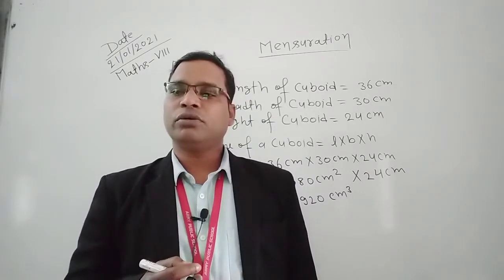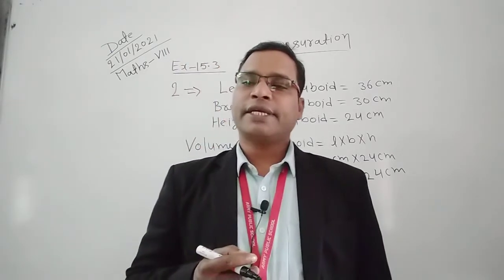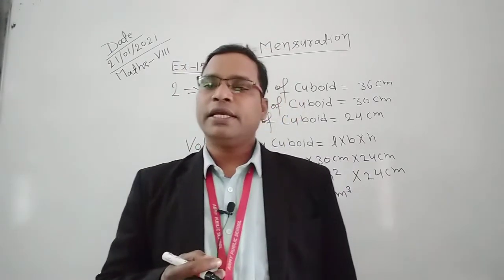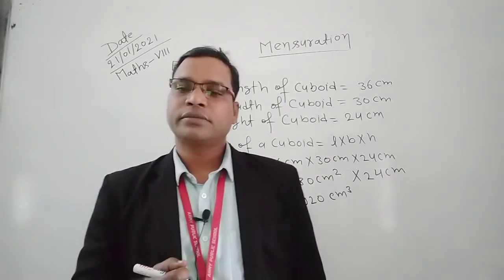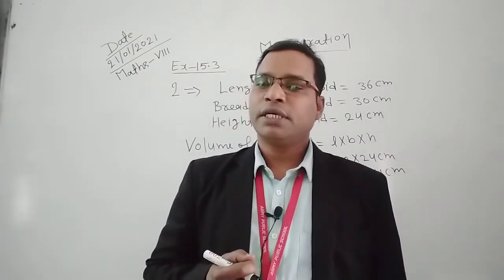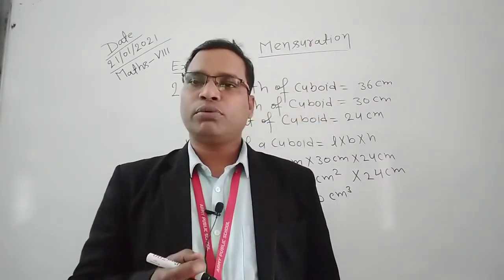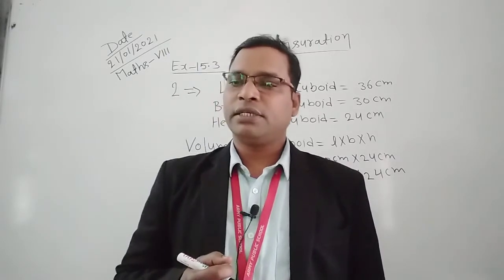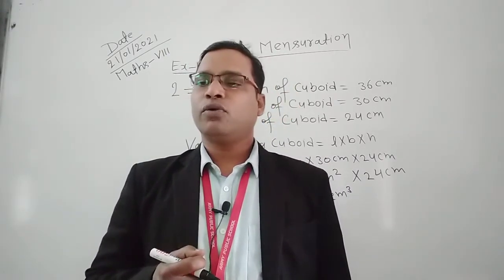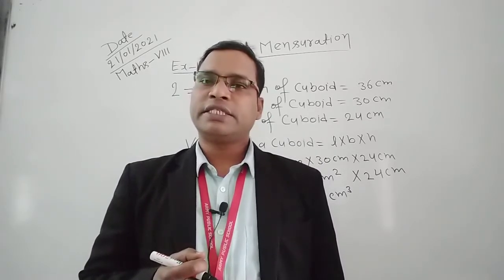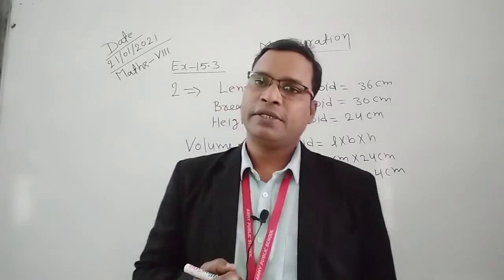How many small cubes with sides 6 centimeters can be placed in the given cuboid? I repeat this question again. A cuboid is of dimension 60 centimeters, 54 centimeters, 30 centimeters. How many small cubes with side 6 centimeters can be placed in the given cuboid?